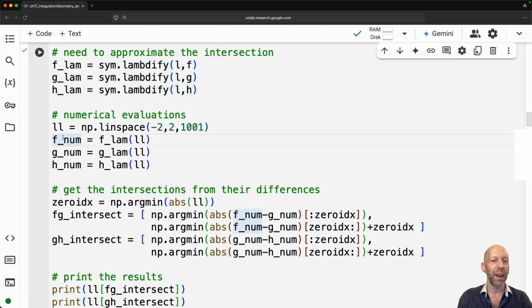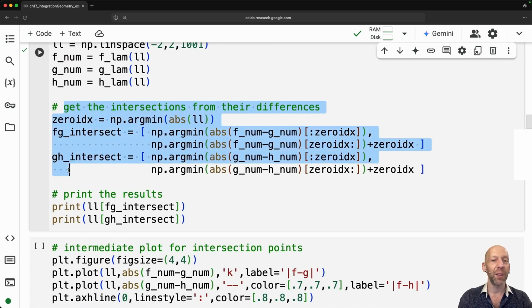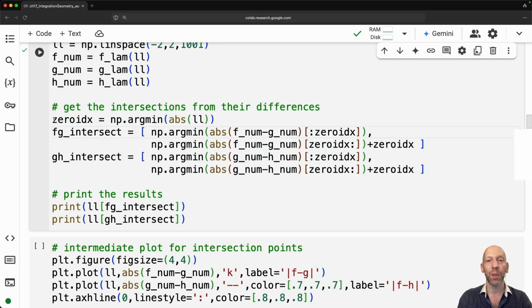Okay, and then here's where I extract numerical evaluations of these three different functions in a range of our domain of -2 to +2 in 1,000 steps. Now here is the point where we get the intersection based on the absolute value of the function differences. If you're struggling to come up with a code solution here, you could just use the find peaks function. Totally fine. It's a great function. But the way that I chose to do this is by looking for where these function differences have their minimum point.